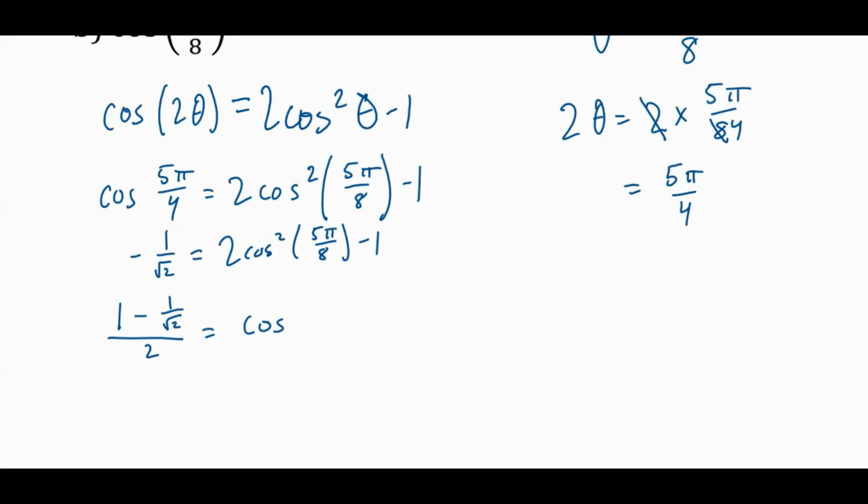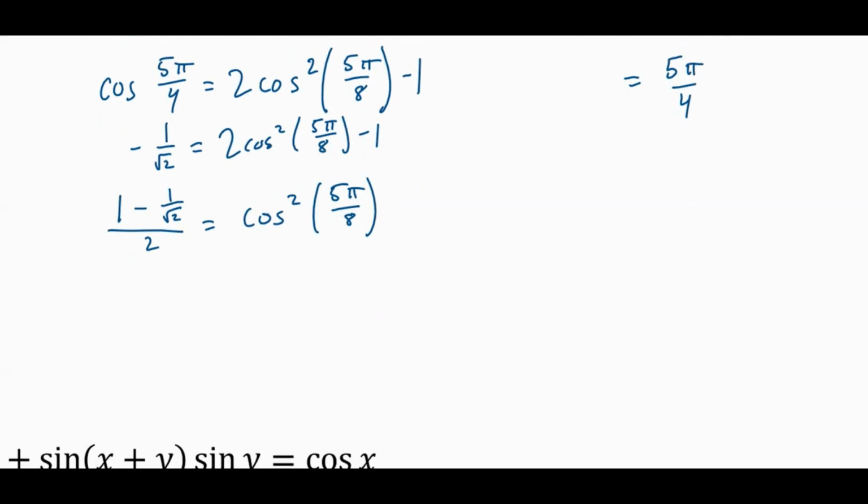Now I'm going to do two things here. I'm going to get a common denominator on top, and I'm going to take the square root of both sides. When you take the square root of both sides, what do you have to do? Plus minus. And the common denominator on top will be root 2. So this is root 2 over root 2 minus 1 over root 2 all over 2 plus minus.